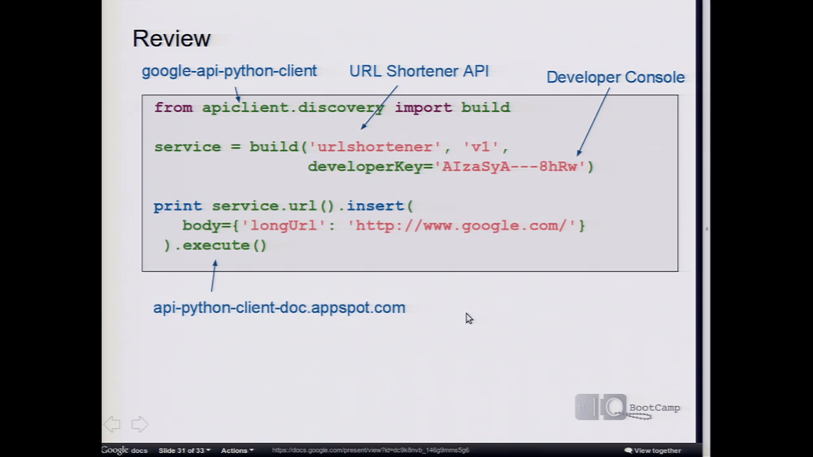We want to know what the actual calls are per an API. That's API Python client doc. That's the API specific documentation for Python. And finally, if I want to exercise and play around with this, that's the APIs Explorer.